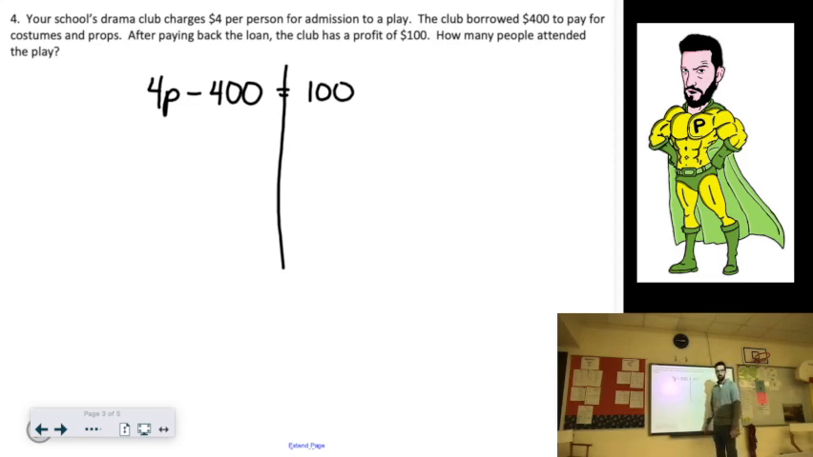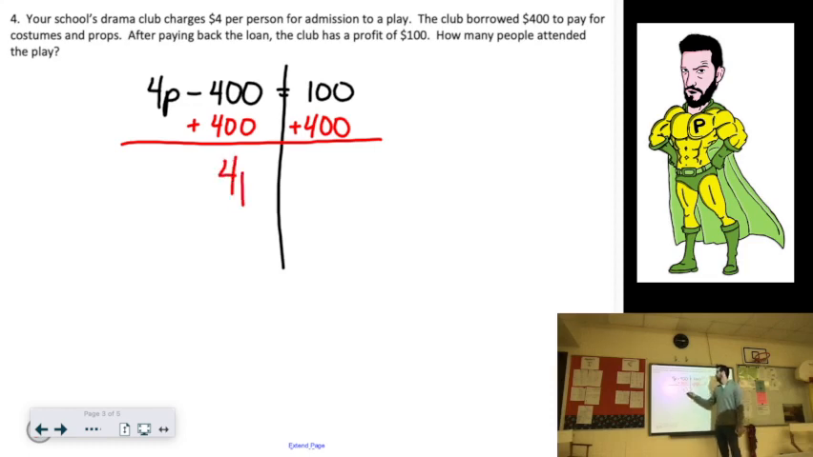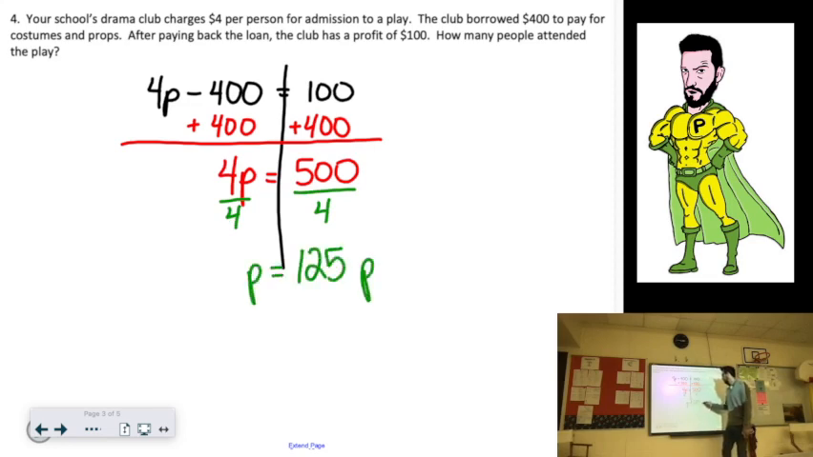I see minus 400. I know how to get rid of minus 400. We add 400 to both sides. Left side, 4p. Right side, 100 plus 400 is 500. So we made $500 altogether, but we had to pay back that 400 at the end. So this is how much we generated in sales, but if we want to know how many people, we have to divide it by the $4 per person. So that would give us 125 people.